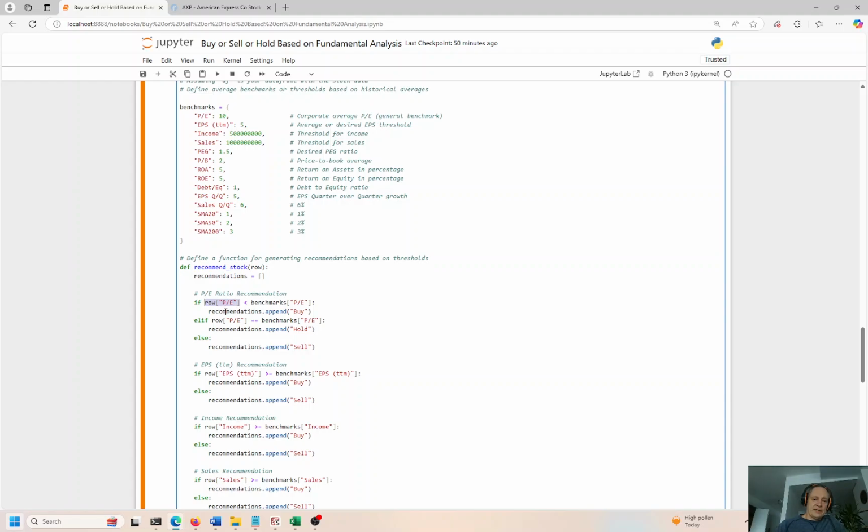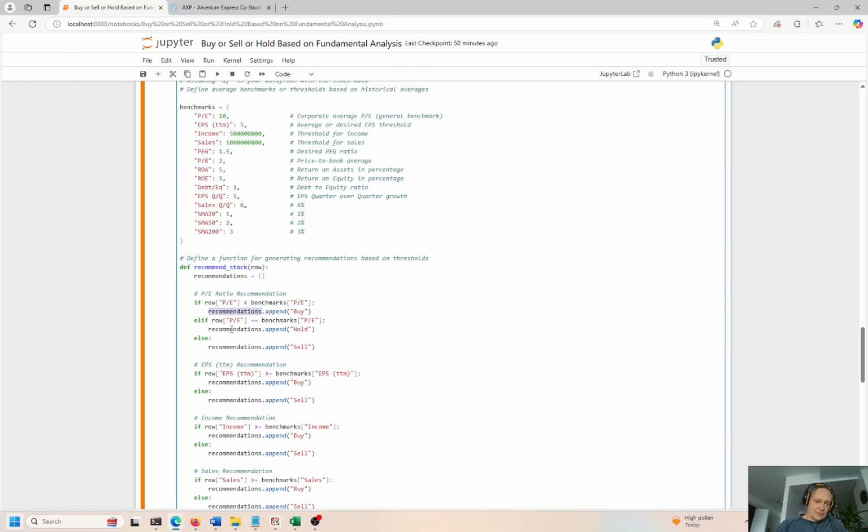So I'm saying if the PE is lower than the benchmark PE, which is right here, then that is going to be a buy recommendation, and I'm going to take that and append it to this list here. You see the square brackets again, so this is a list object. Here's your dictionary, you have your key value pair, and here's your tuple. These are the 3 most common types of data types that you find in Python. So lower is better, recommendation buy.